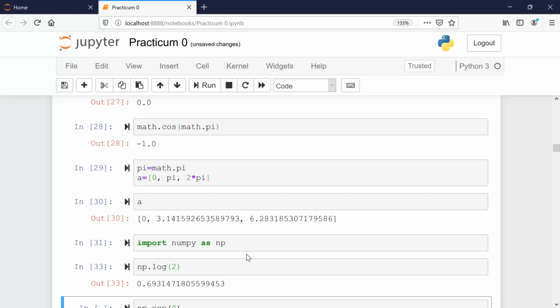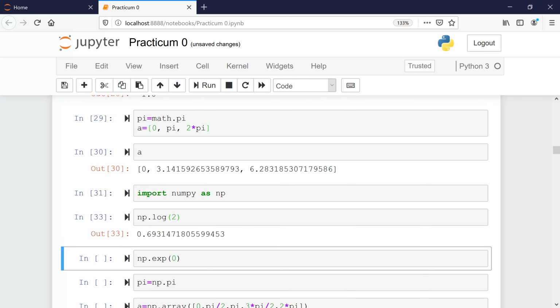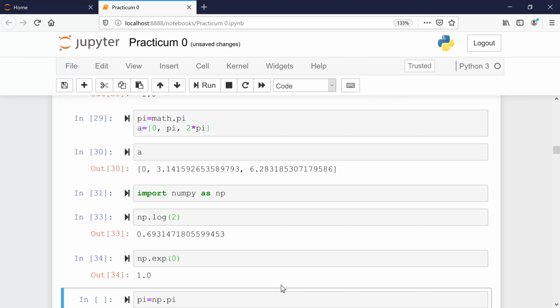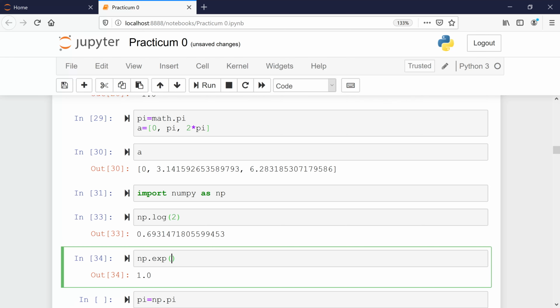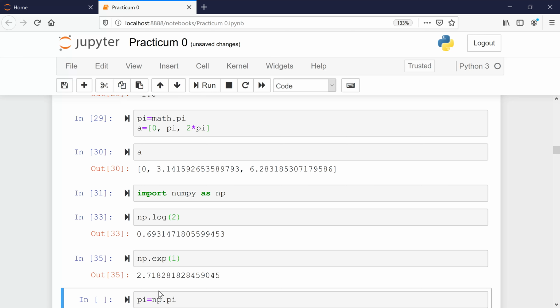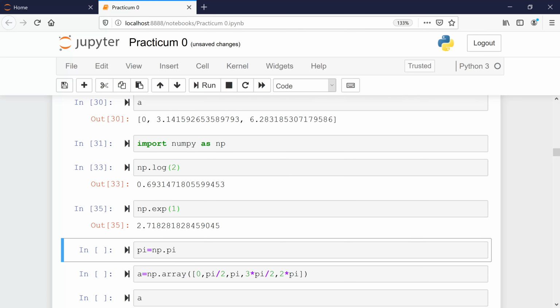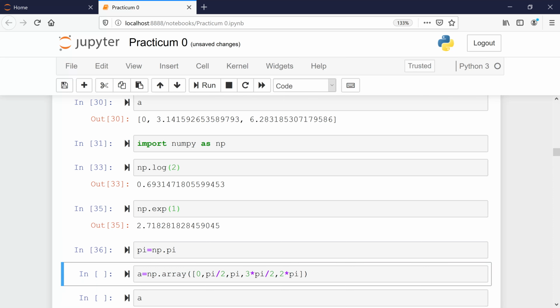Okay. So let us try the exponential. The exponential of 0 is 1. The exponential of 1 should be around 2.7. So please try. You can stop the video from time to time and try these codes on your own. Okay. And now, of course, I have np.pi because pi is a constant, not only in the math library but also in the numpy library. So we can use the same thing.